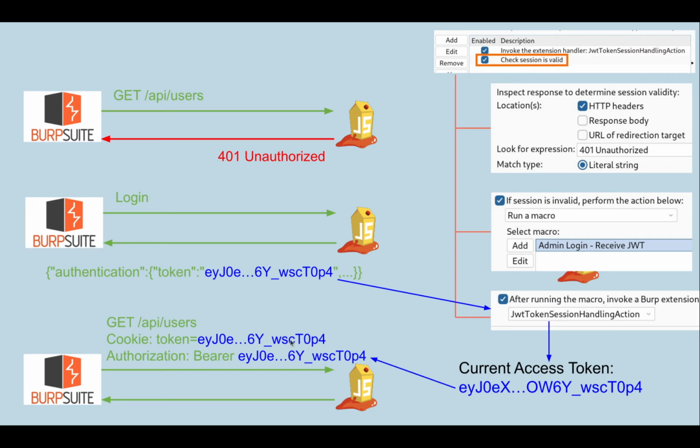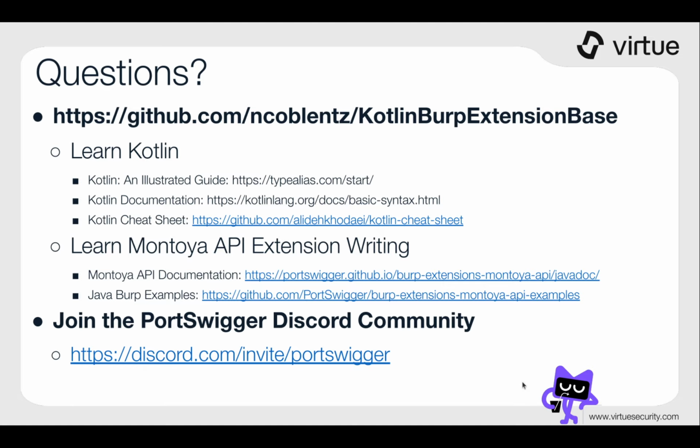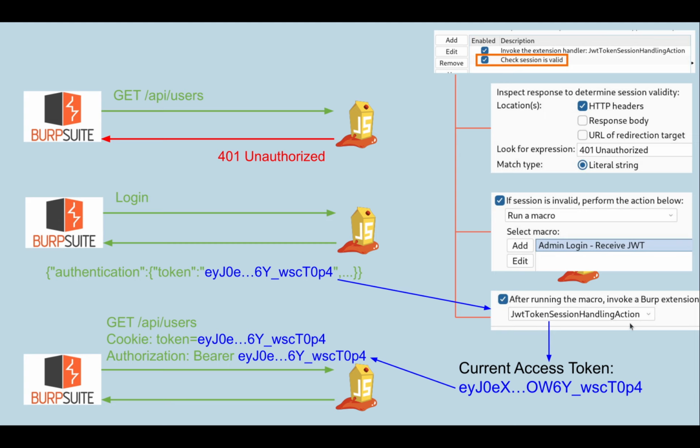And then again, we're going to apply it to the current request, and it's going to reissue that request. This check if session is valid session handling rule, it actually does that part for us. We update the header and the cookie. It goes ahead and resends that request that it knows is invalid and treats it as if it was the original request. So let's look at how that works in code.